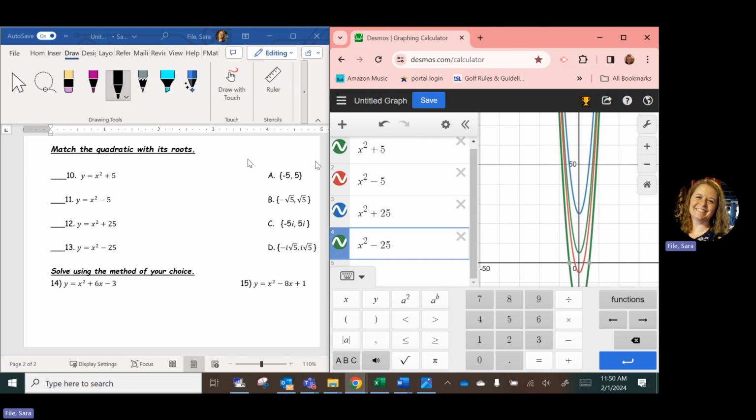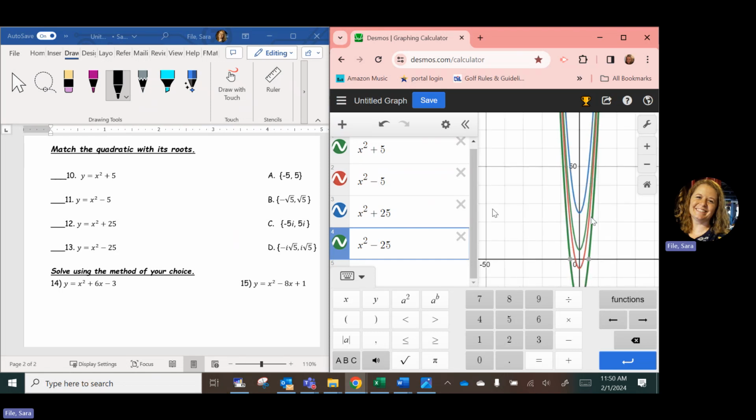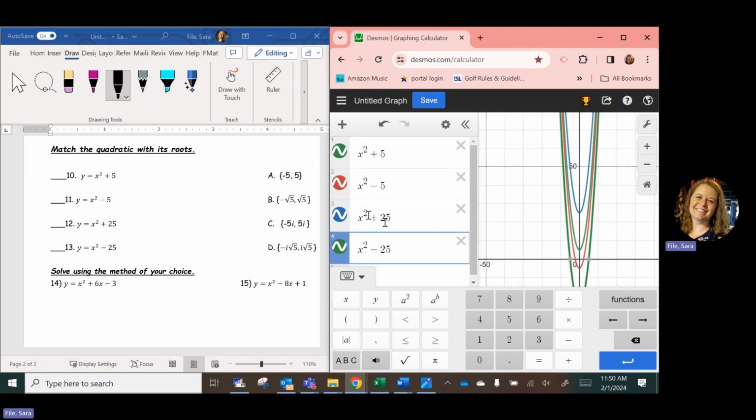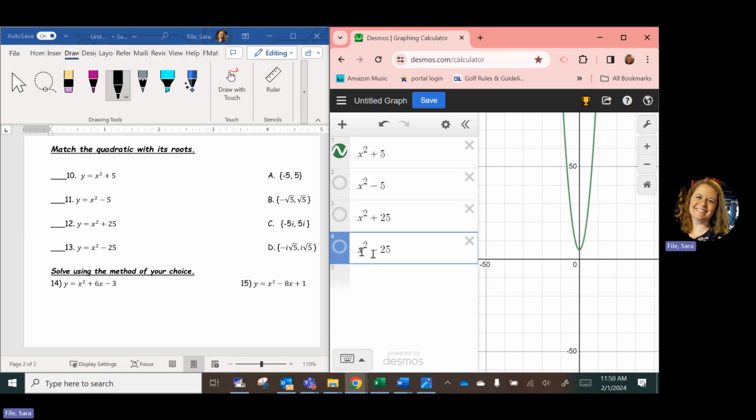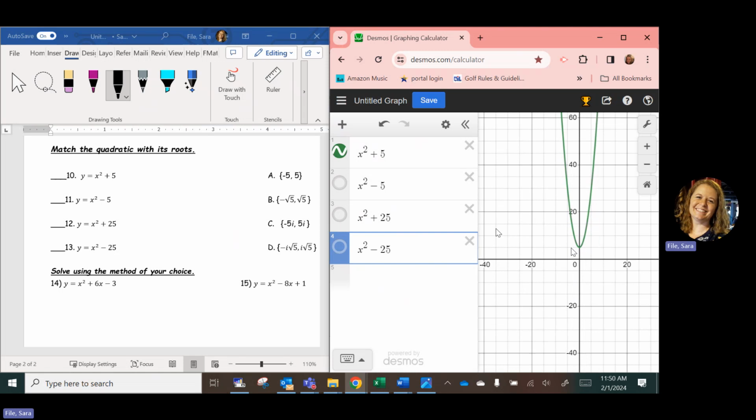Now, these don't have to be factored. You can see the graphs. I don't know why it made two of them green. Let's make it a different color, purple. But you can turn them off and just look at one at a time. So this first one never crosses the x-axis. So I know it has to be imaginary. So it's got to be the c or the d. So we'll come back to that one.